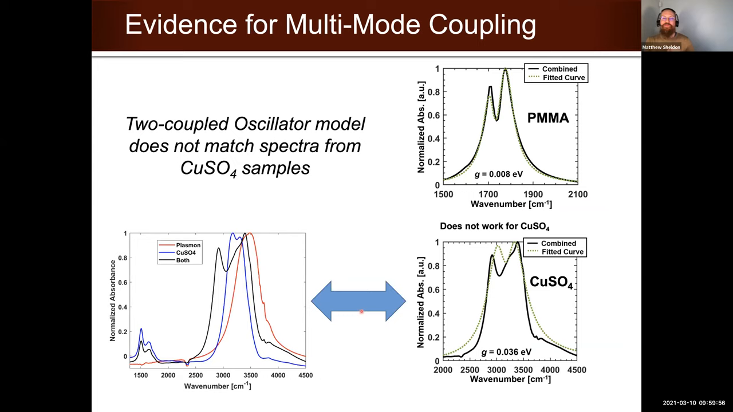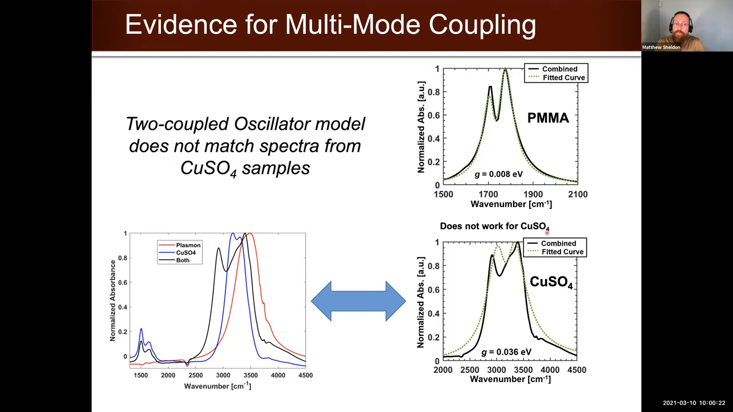So just to drive home the point here, we think we have good evidence that in the far field, in the IR spectra, at least everything we can see or measure appears to be in a strong coupling regime with the entirety of the sample, at least according to the PMMA behavior. The analogous or comparable experiment for the copper sulfate doesn't do that.